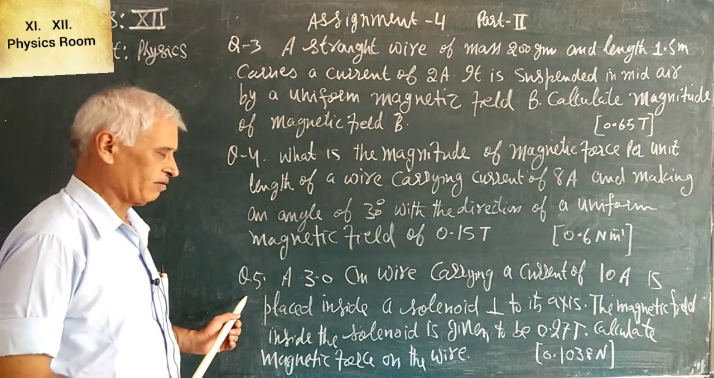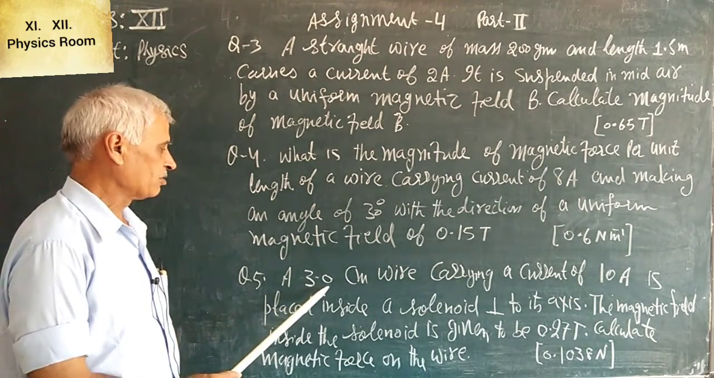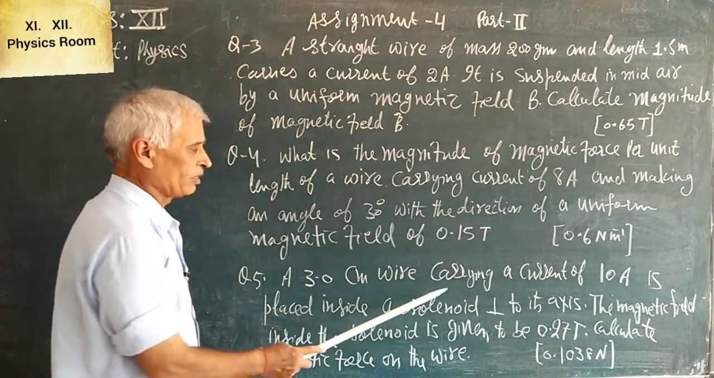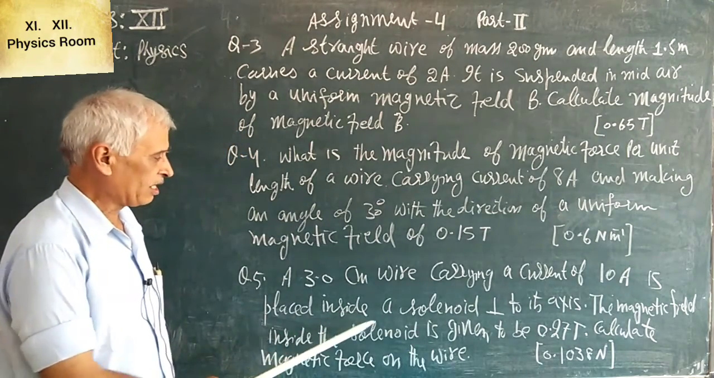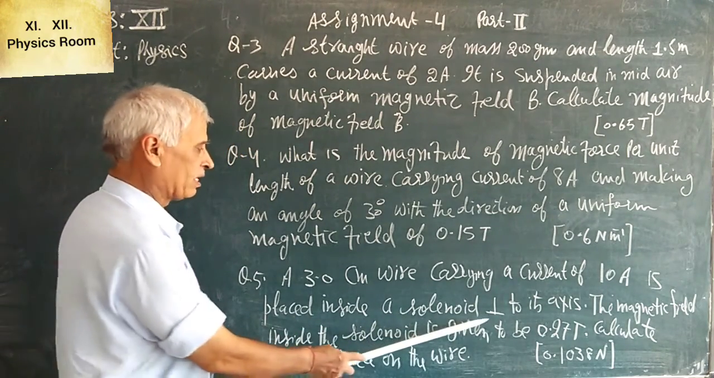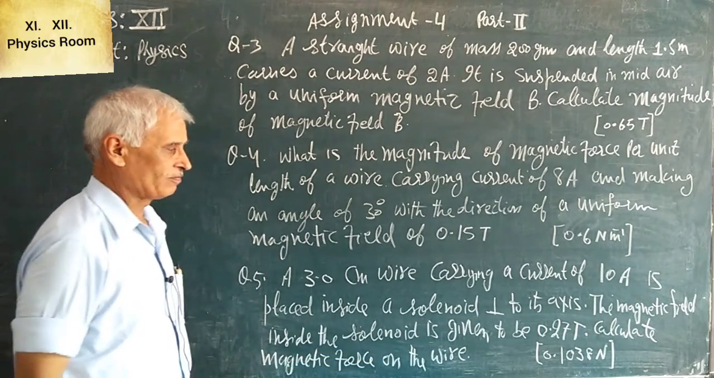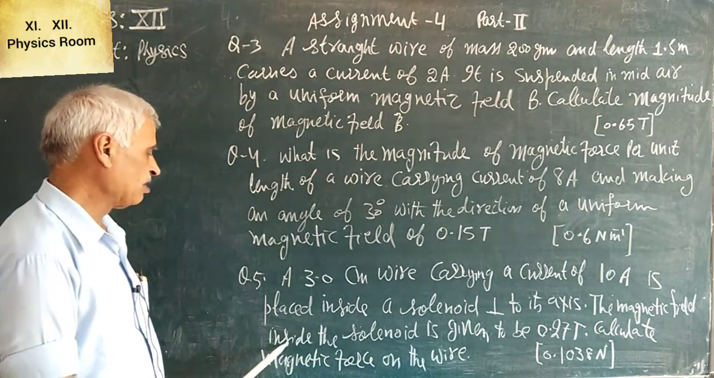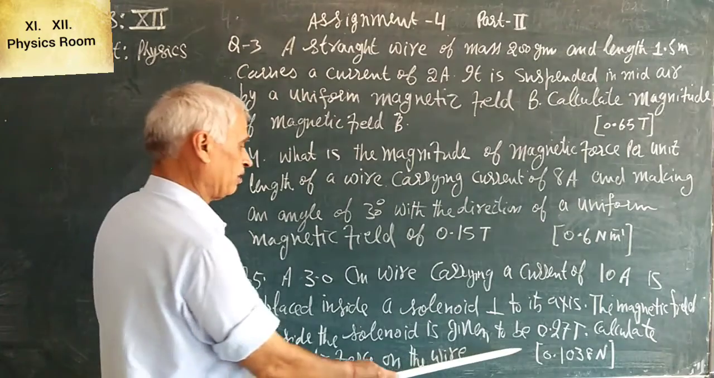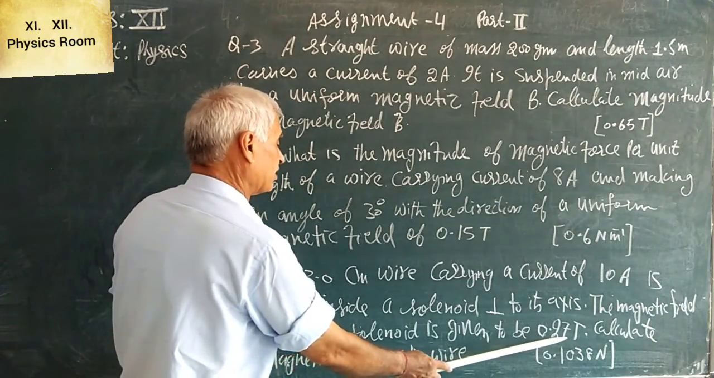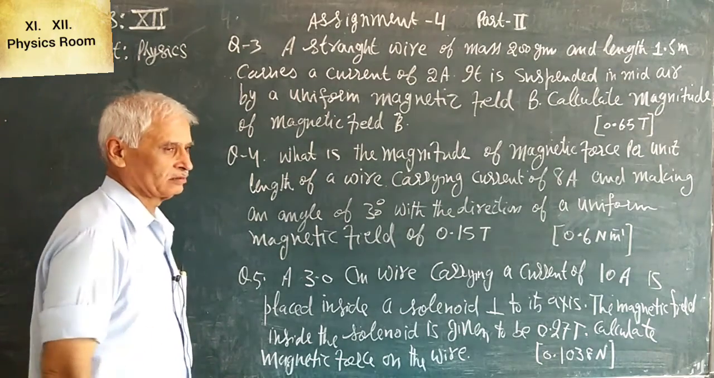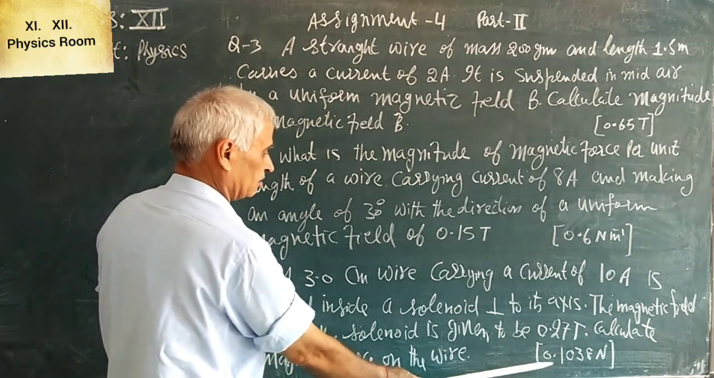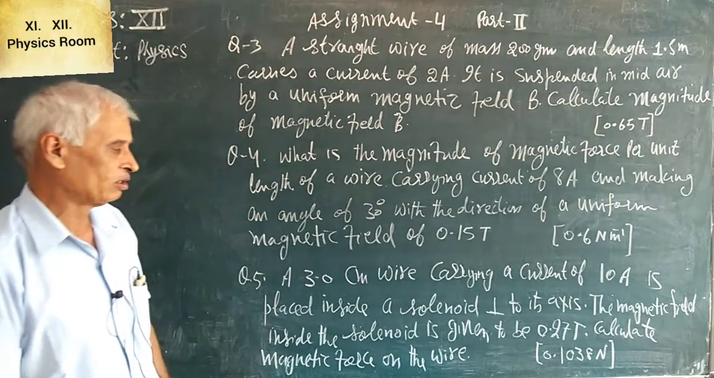Now question number 5. A 3.0 centimeter wire carrying a current of 10 amperes is placed inside a solenoid perpendicular to its axis. The magnetic field inside the solenoid is given to be 0.27 Tesla. Calculate magnetic force on the wire. And here is the answer 0.1038 Newton.